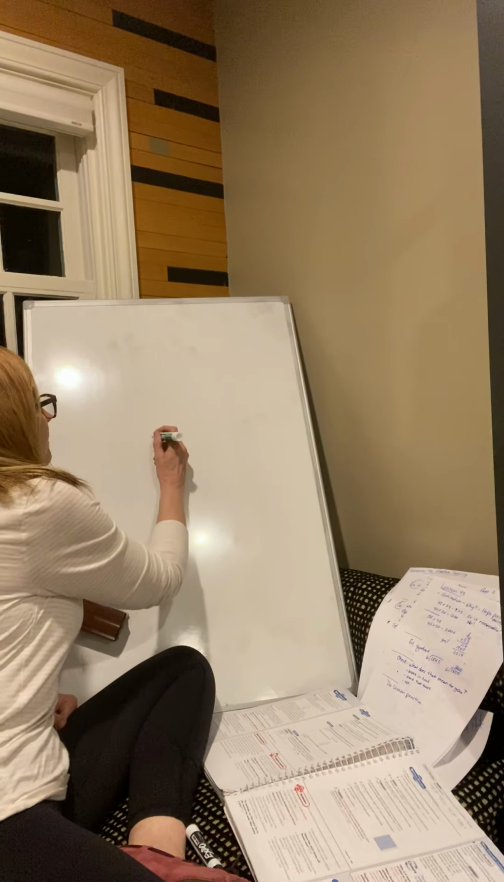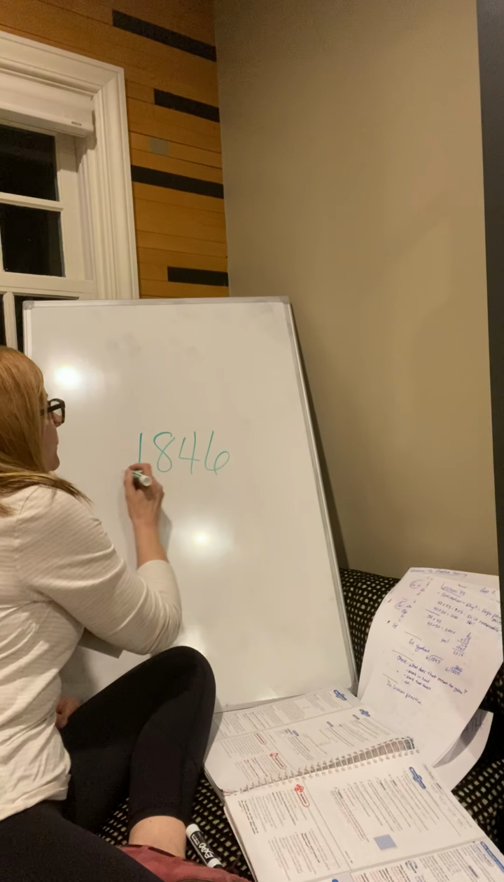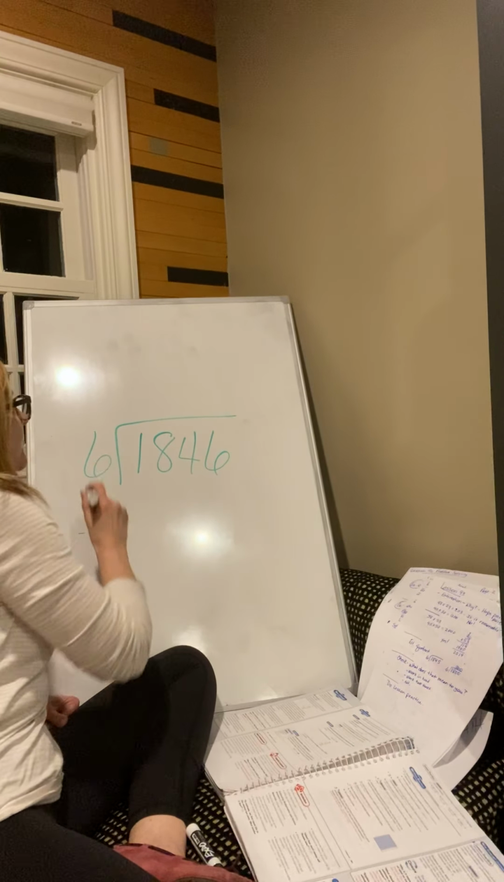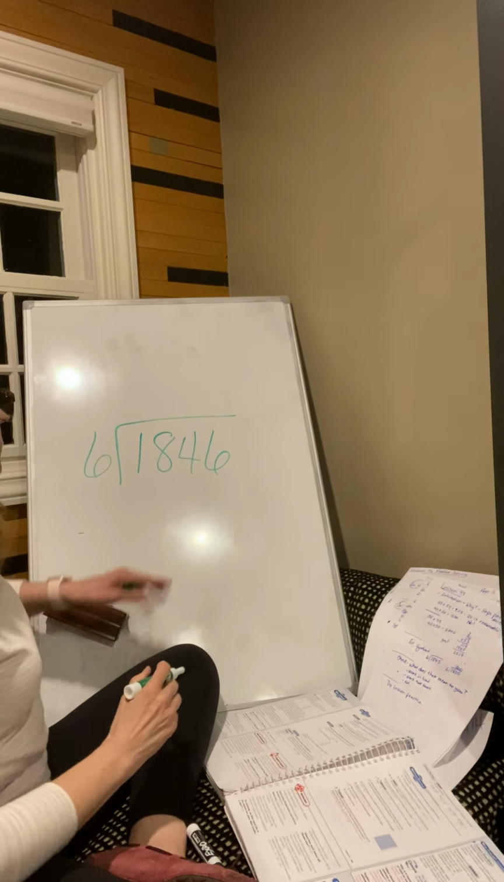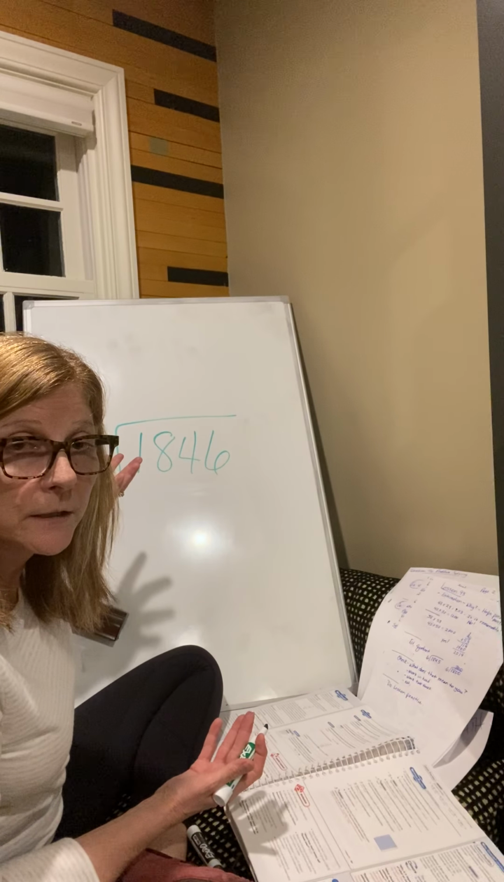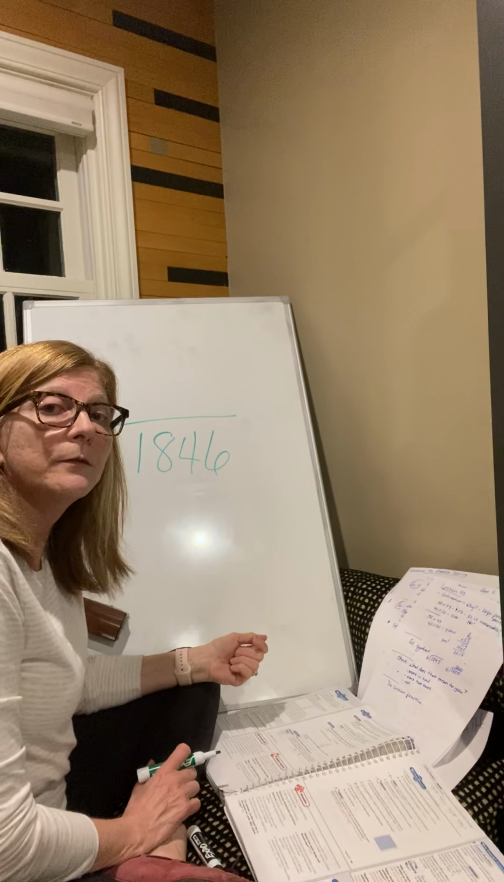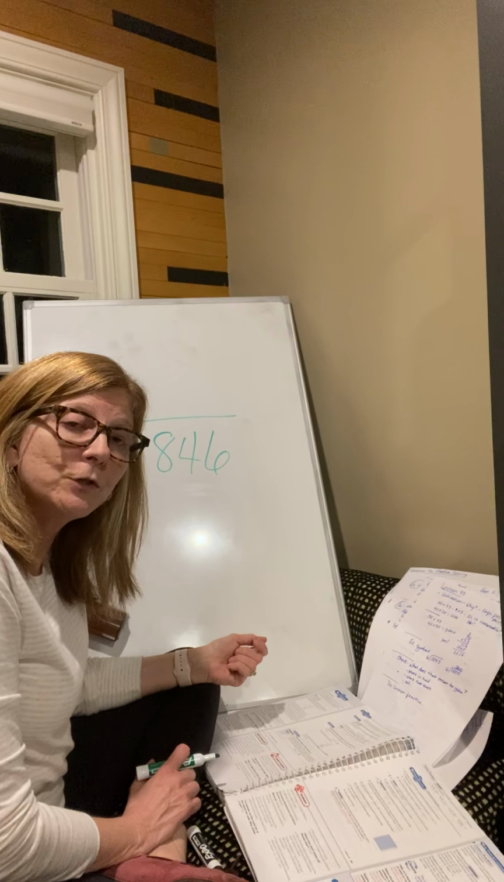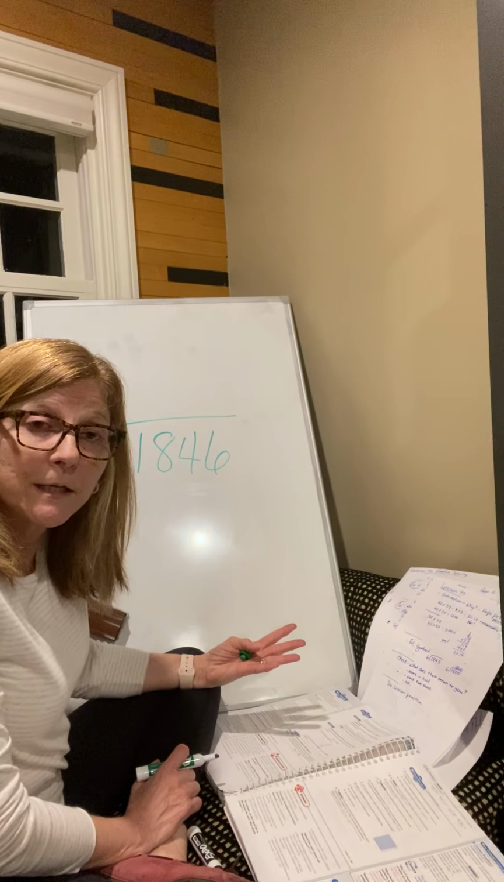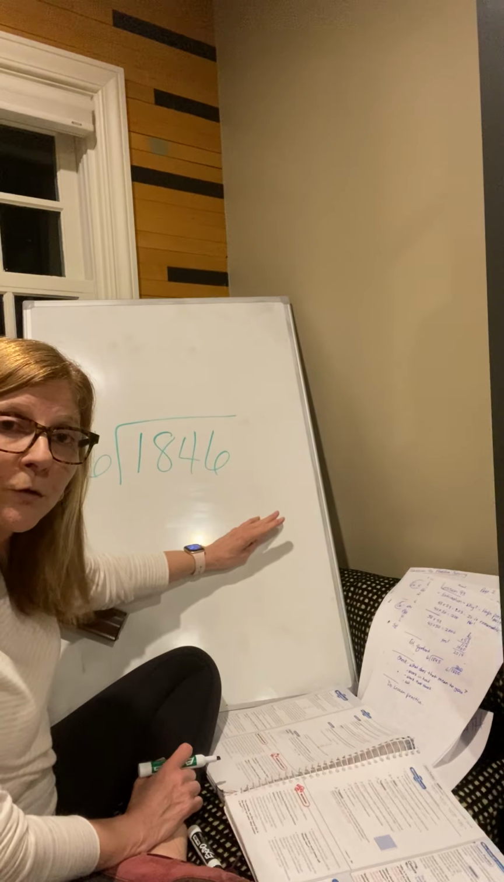So here's the problem. 1,845 divided by 6. Well, if we just said, what would 1,800 divided by 6 be? What's 18 divided by 6? 3. So we would know it would be 300 if you divide it. So you can even use estimating to help you when you're doing your division. Is my answer about right?